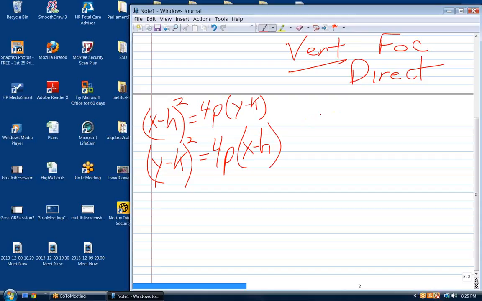And what was that last one? X squared minus 4y equals 0? It just says x squared. No, it's x squared equals negative 4y.